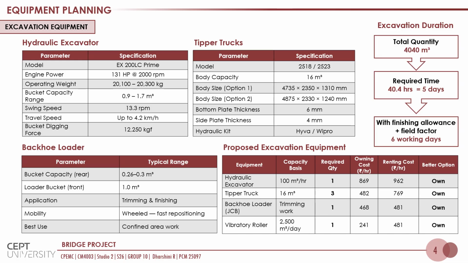For the excavation activities, equipment selection was carried out based on required productivity and total excavation quantity. The proposed equipment included one hydraulic excavator, three tipper trucks, one backhoe loader, and one vibratory roller. A comparison between owning cost and renting cost was performed for each equipment. Based on utilization duration and operational demand, owning was found to be more economical for continuously used equipment such as excavators and tipper trucks. The total excavation quantity was approximately 4,040 cubic meters.